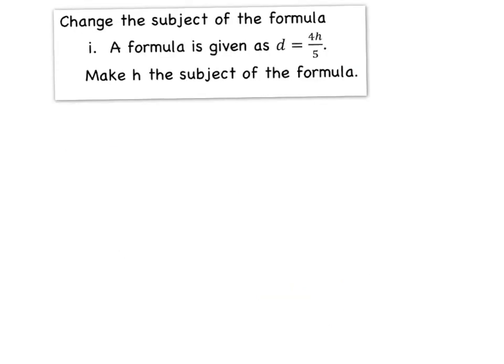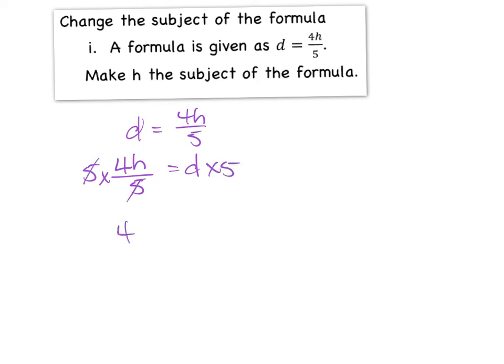Okay, so to change the subject of a formula, we have d is equal to 4h over 5, and we're trying to make h the subject of the formula. The first thing we'll do is write it the next way, and then we'll gradually bring everything across. We don't want the 5 anymore, so we multiply the two sides by 5. And that will cancel, giving us that 4h is equal to 5d. We want h alone, so we divide both sides by 4. So we get h is equal to 5d over 4.